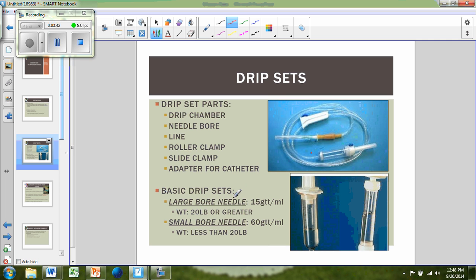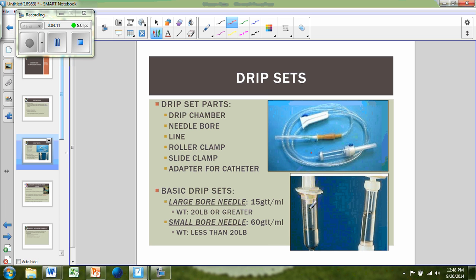Now your basic drip sets that you absolutely need to know for your calculations for infusion rates are large bore needles and small bore needles. Now your large bore needle looks like this. Again, it's like a hose that is wide open. Nobody's clamping it or bending it shut.